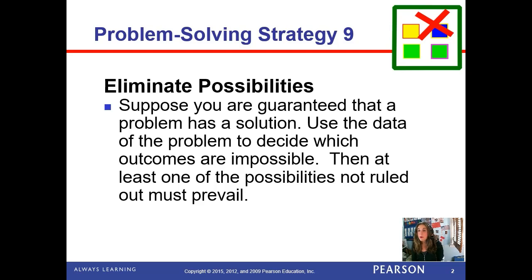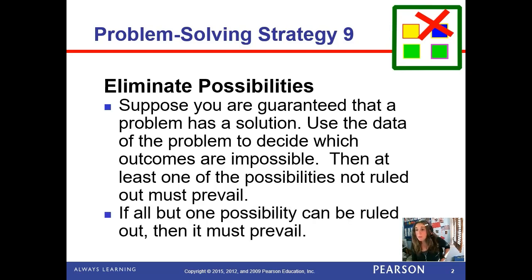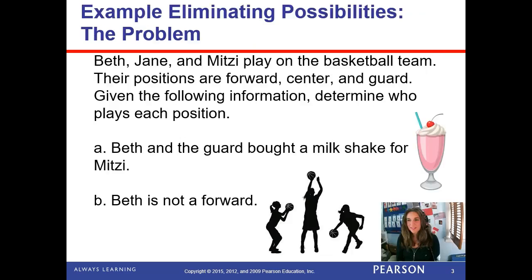Then at least one of the possibilities not ruled out must prevail. So once we've eliminated what we can, some piece of what we're left with has to be the answer, the solution. And if all but one possibility can be ruled out, then that must prevail. So that must be the solution. So once we've ruled everything out, if there's just one thing left, that has to be the solution. So that's basically what we're doing. We're using what we're given in the problem to eliminate different possibilities and trying to figure out which one possibility it can be. So let's take a look at an actual example.